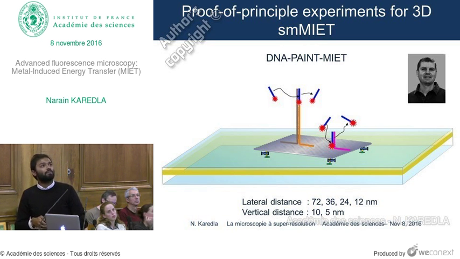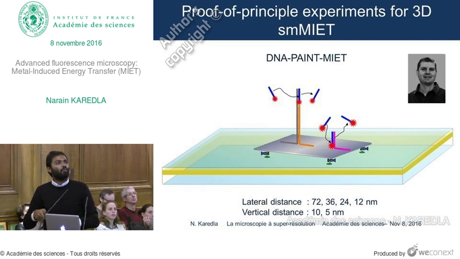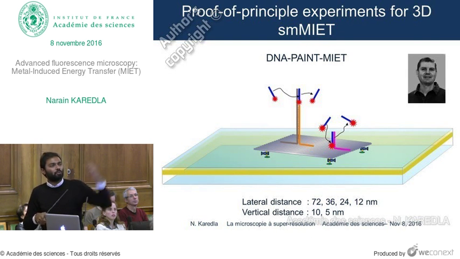These are some test measurements. This is a DNA-PAINT MIET experiment, where you have a DNA strand which is complementary to the docking strand here, which binds and unbinds. We have 2 such strands, laterally separated and vertically separated, and we want to test how far we can resolve the true distances with our experiments.